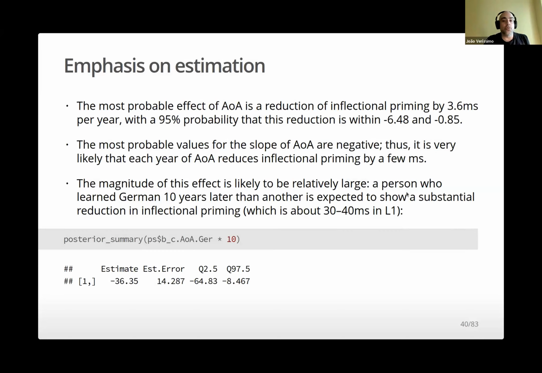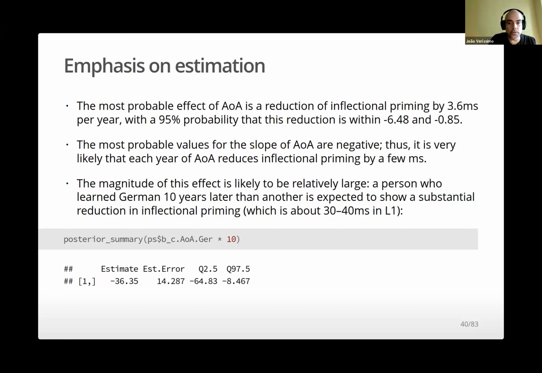So how would I characterize such an effect if I wanted to emphasize estimation? Well, maybe I would say something like, the most likely or probable or plausible effect of AOA would be a reduction of priming by 3.6 milliseconds per year with a 95% probability that this reduction is within these bounds. I would probably also say that the most probable values for this slope are negative. And so it is very likely that each year of age of acquisition reduces inflectional priming by a few milliseconds. By and large, almost all of this posterior was on the negative side. And so it seems that these are the more likely values for this effect.